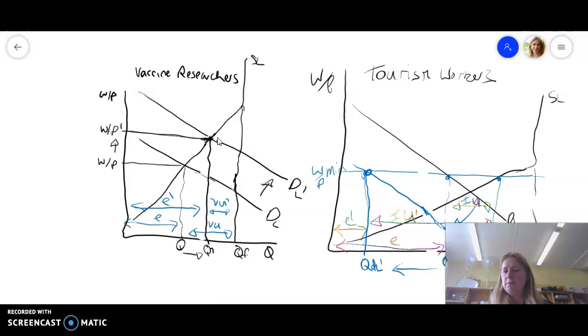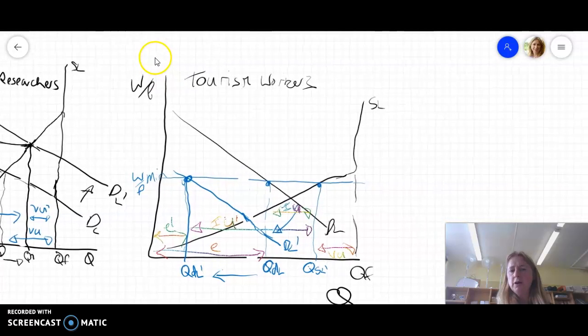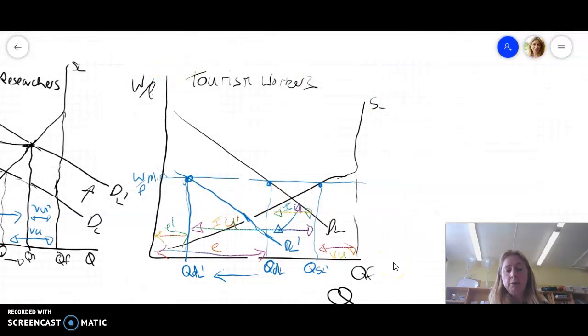Okay, let's have a look at tourism workers. A little bit different. Can we just move this over? Yeah, let's just move this over. So you can see I use some different colors here, probably just getting a little bit too ahead of myself. But let's have a look at it.